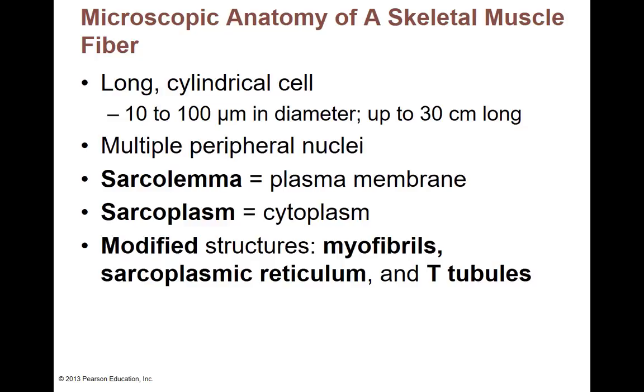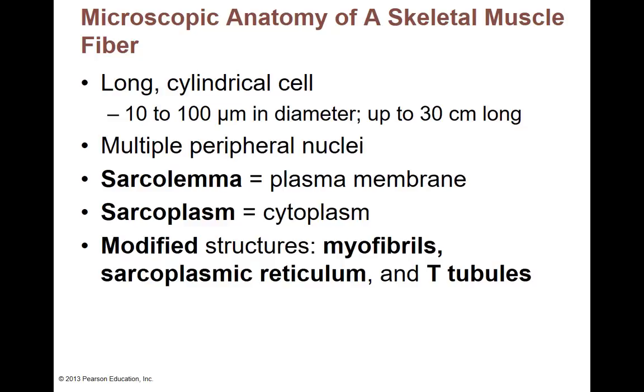Instead of saying the outside part of a cell, normally the plasma membrane, that phospholipid bilayer, it still is, but we give it a fancy name and call it the sarcolemma. So instead of saying the plasma membrane on the outside of a muscle cell, I can just shorten it to sarcolemma. Same thing: instead of saying the cytoplasm found in a muscle cell, I just call it the sarcoplasm. It's a muscle plasm, just taking off cyto and being more specific.